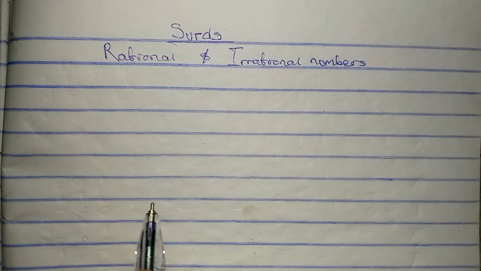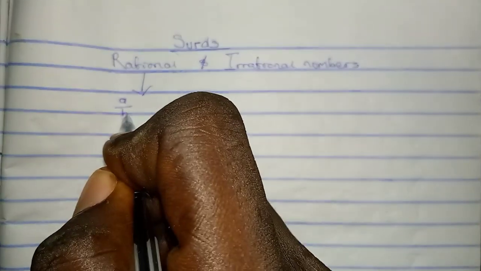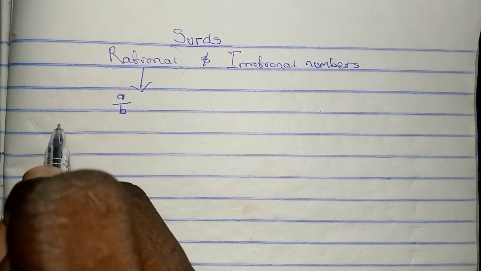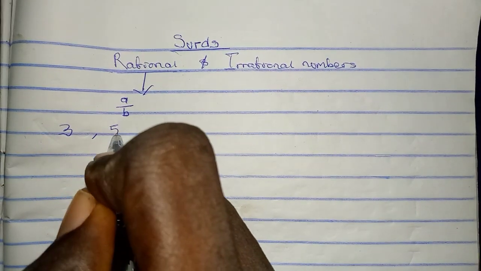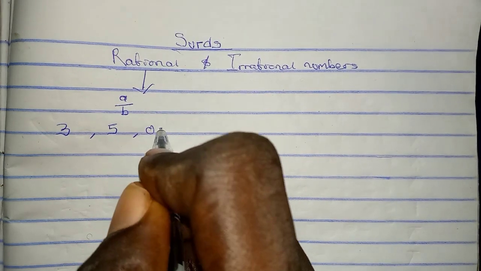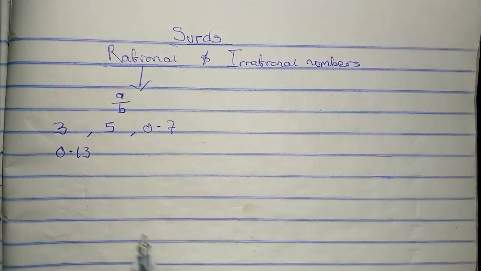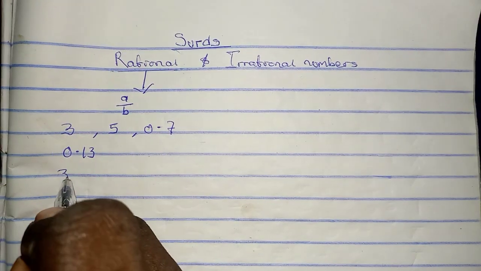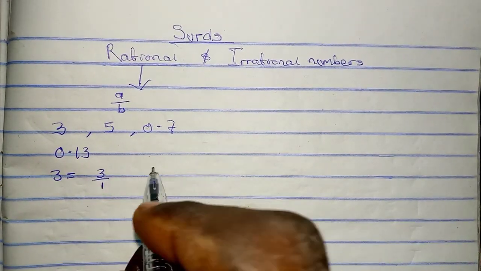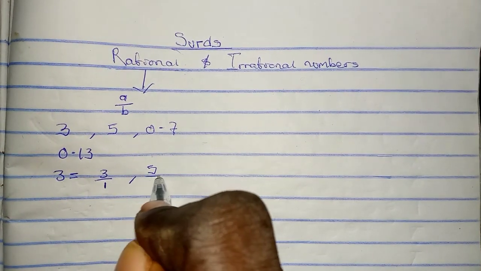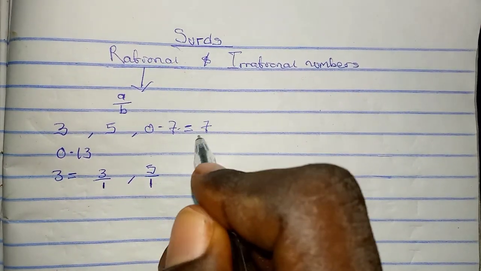We all know that rational numbers are numbers which can be expressed in this form, A over B, such as 3, 5, 0.7, and 0.13. How? Because 3 can be expressed as 3 over 1. That's why it's a rational number. 5 also can be expressed as 5 over 1. 0.7 here can be expressed as 7 over 10.